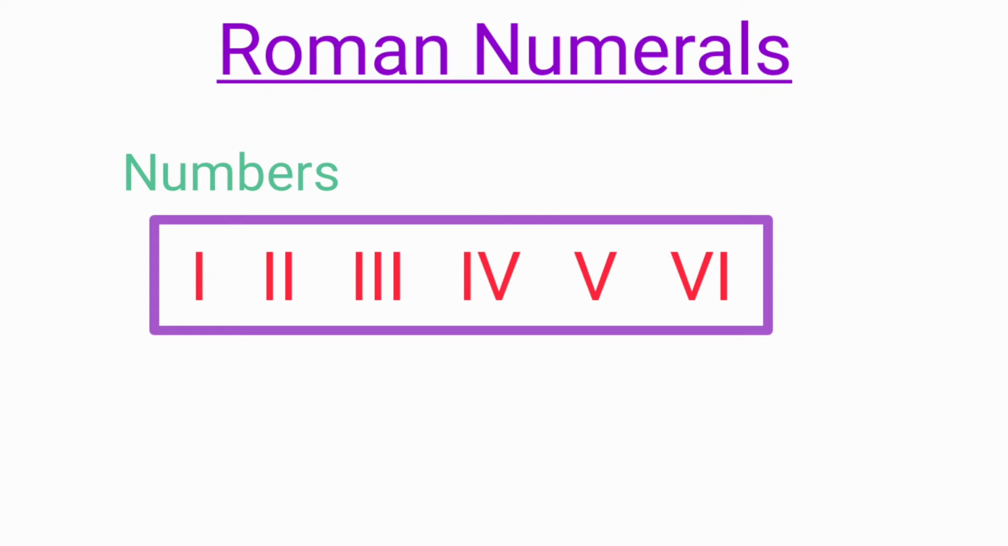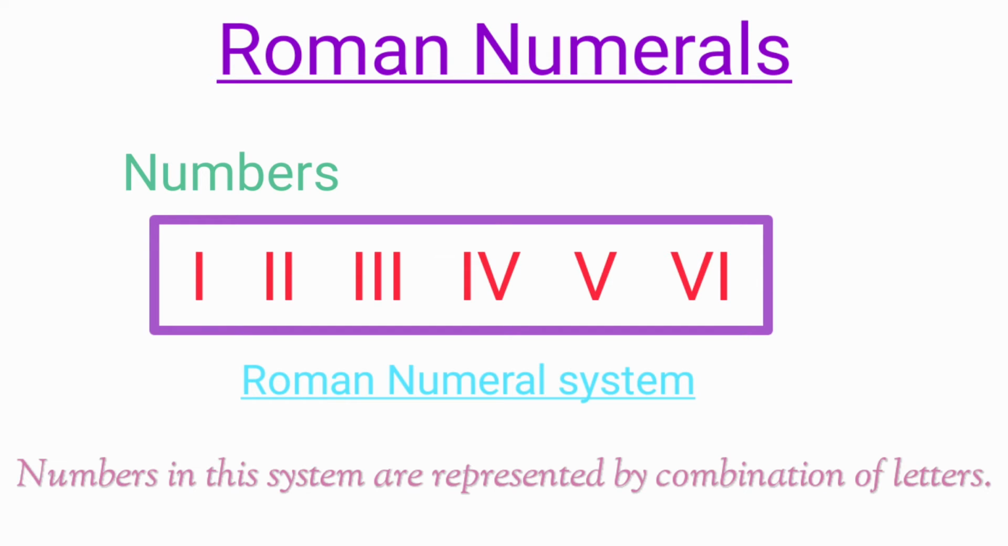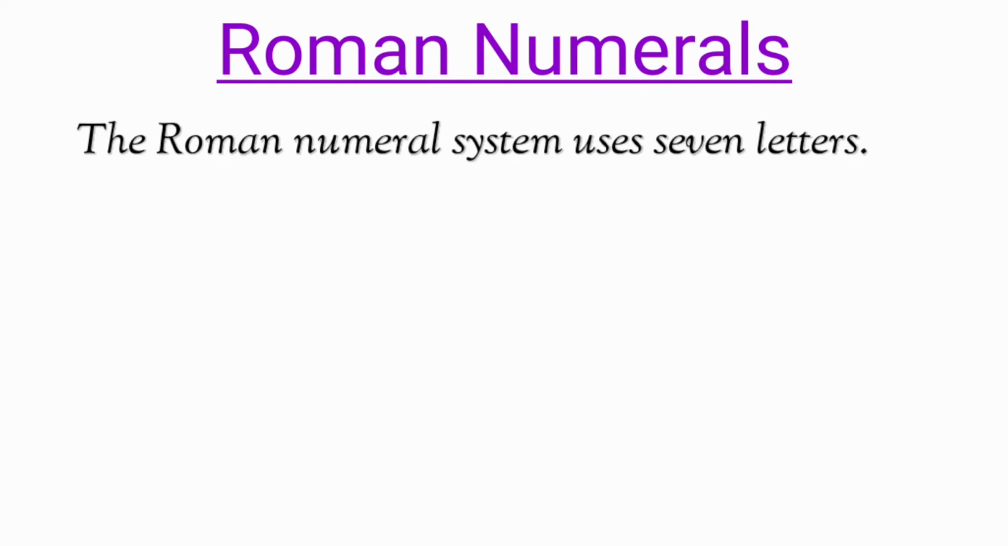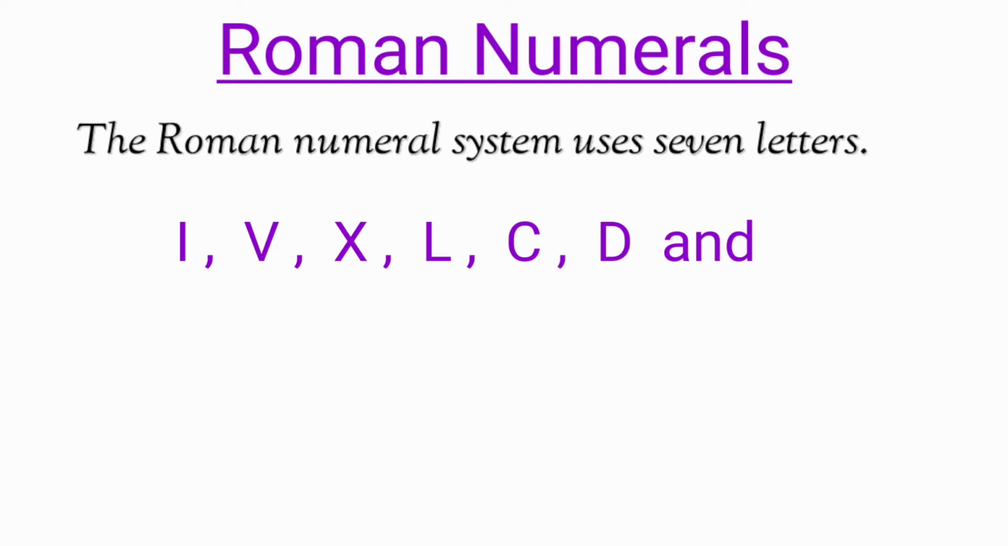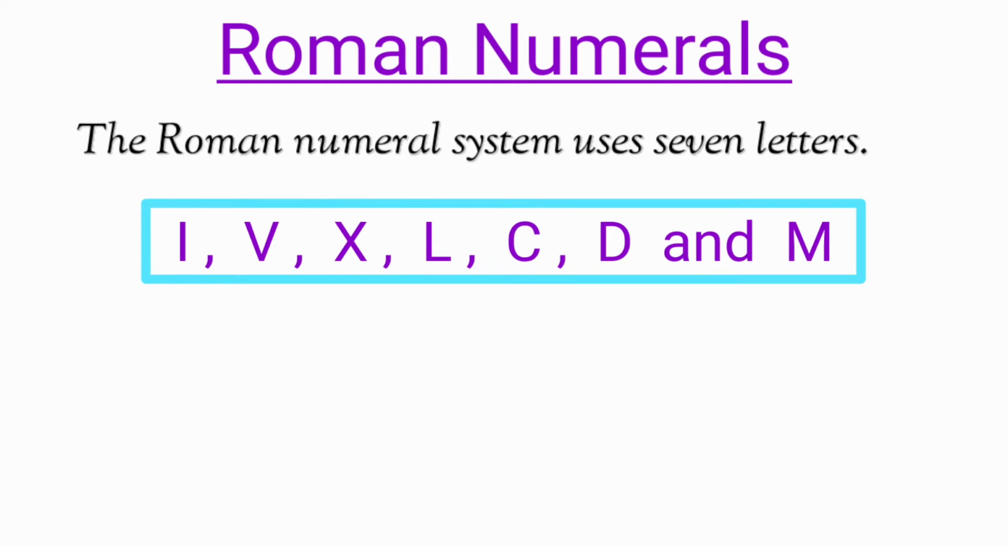We see such symbols several times. These represent numbers. These numbers are called Roman numerals. This method of writing numbers is called the Roman numeral system. Numbers in this system are represented by a combination of letters. The Roman numeral system uses 7 letters. These are I, V, X, L, C, D, and M.